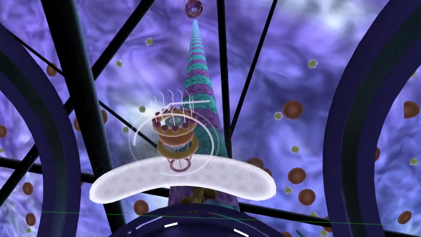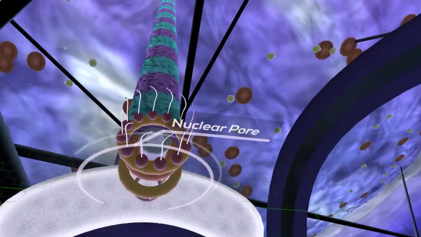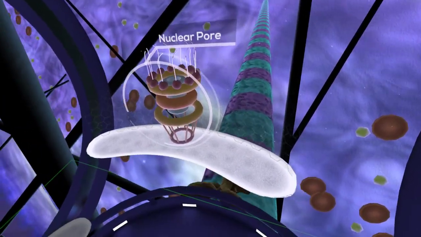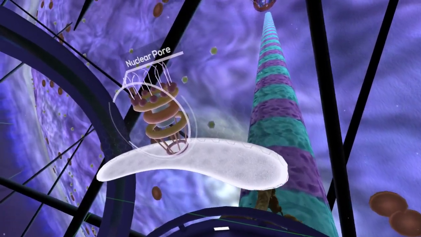Pores are spread around the surface of the nucleus to allow entry and exit of larger molecules.